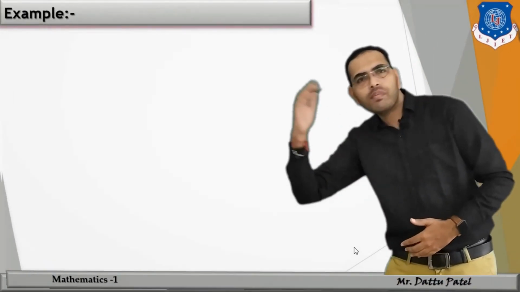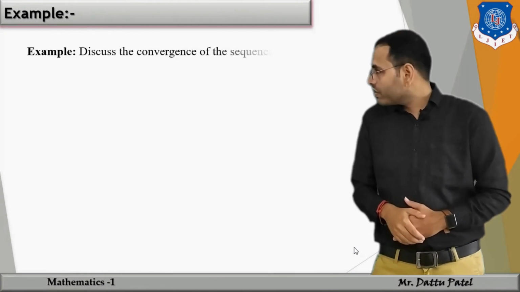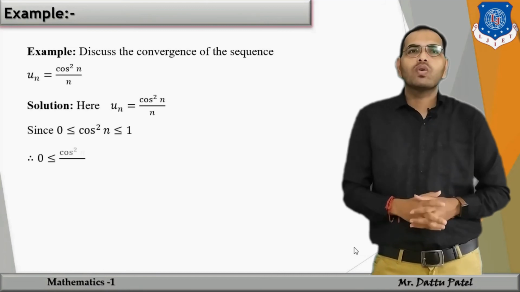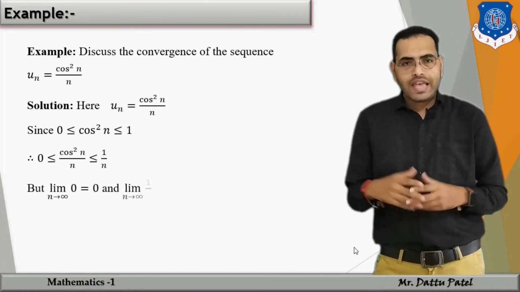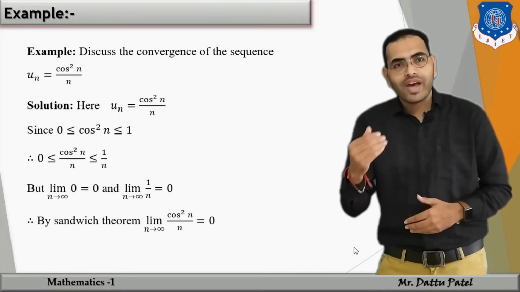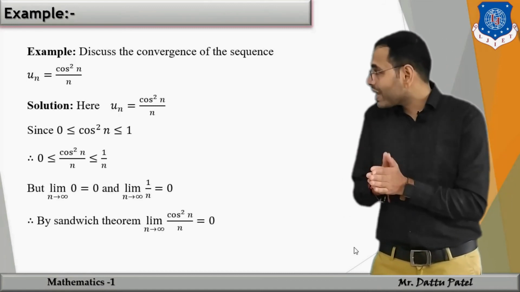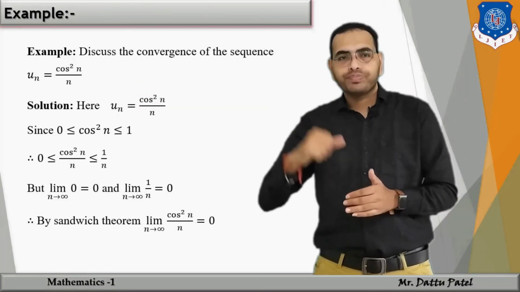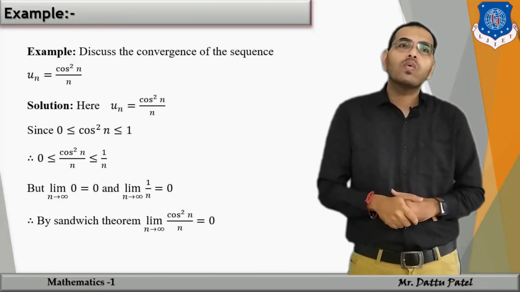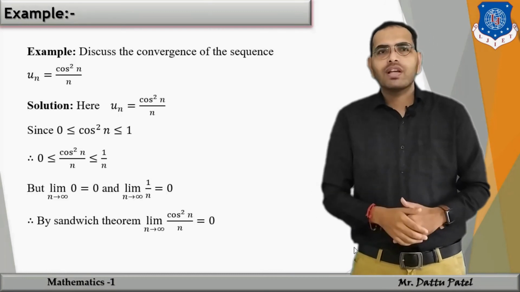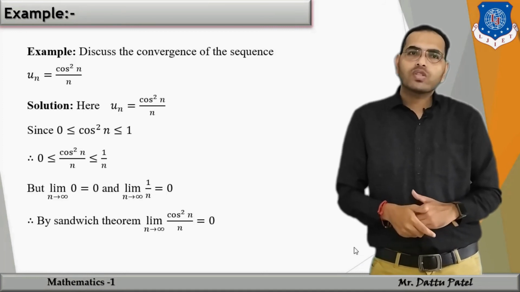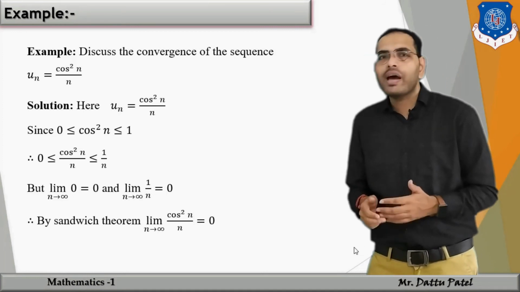Let's see one more example of the sandwich theorem. Here the sequence u(n) is equal to cos square n upon n. As you know, cos is also a continuous function, and the value of cos square lies between 0 and 1, that is, 0 is less than or equal to cos square n, which is less than or equal to 1. Now multiplying by 1 by n, we get 0 less than or equal to cos square n by n less than or equal to 1 by n.